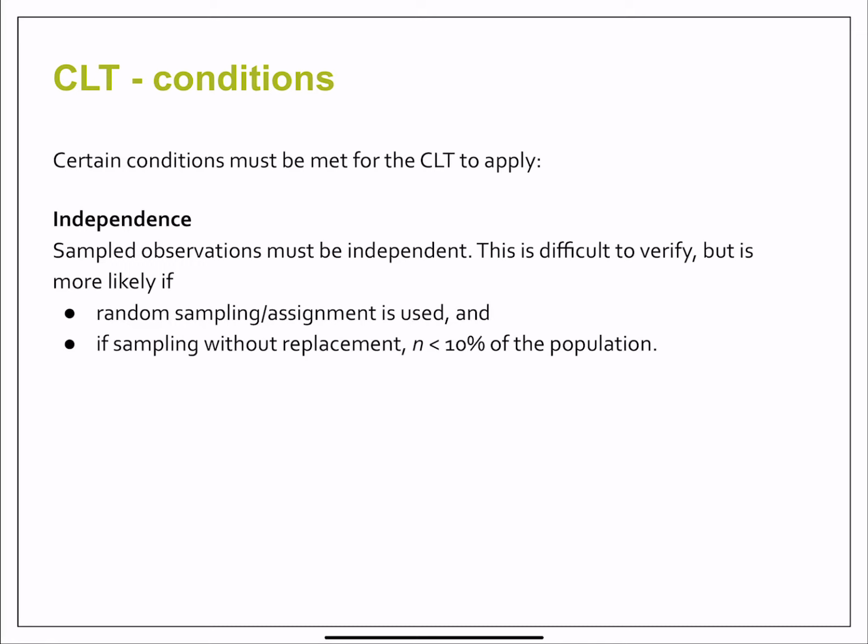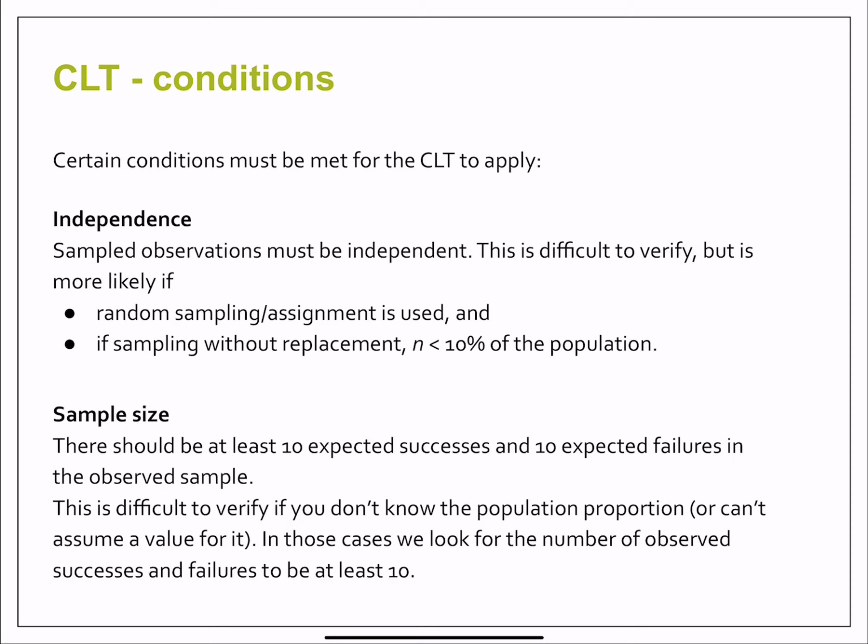But if we're sampling without replacement, then our sample size should be less than 10% of the entire population, right? Because once we go past that 10% number and we're sampling without replacement, we start introducing some bias. So we want to keep our sample size less than 10% of the population if we are sampling without replacement.